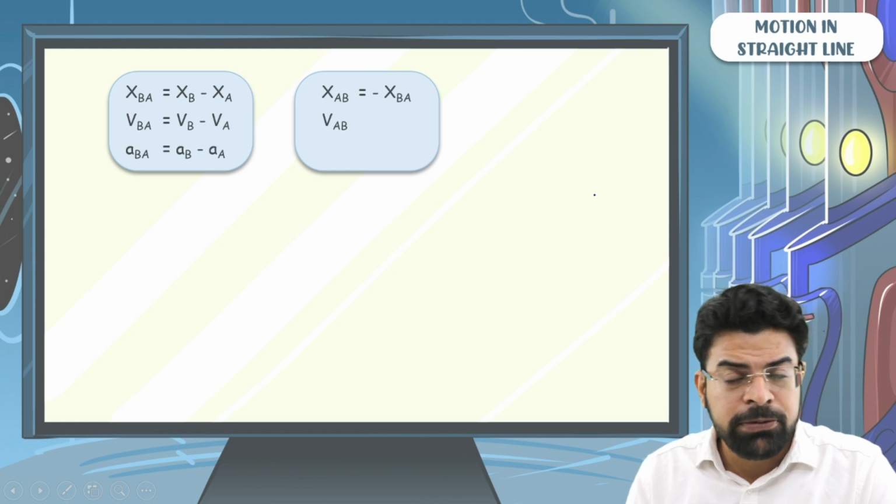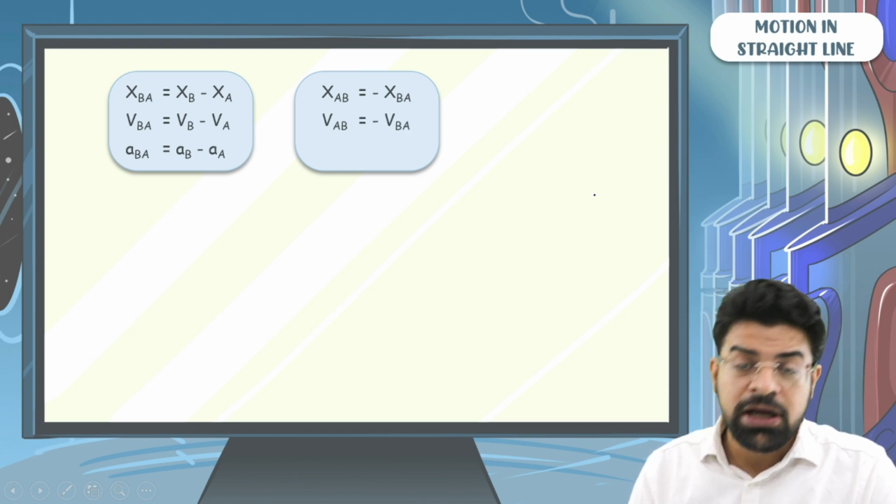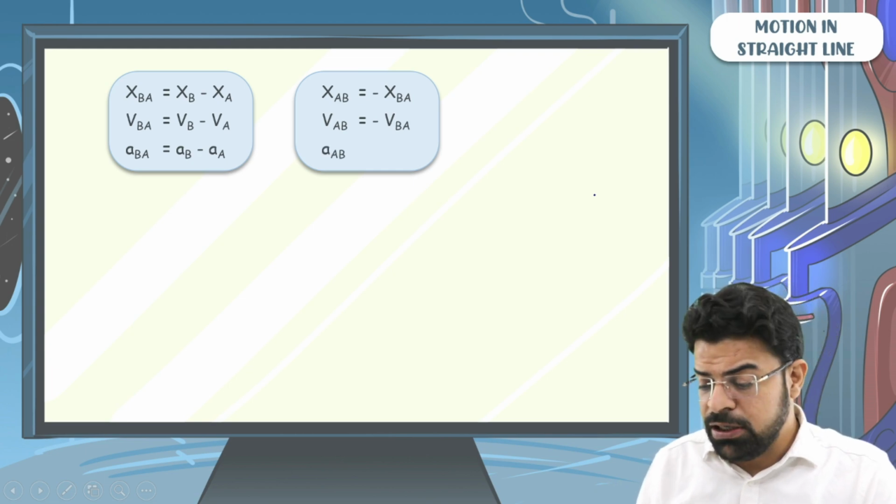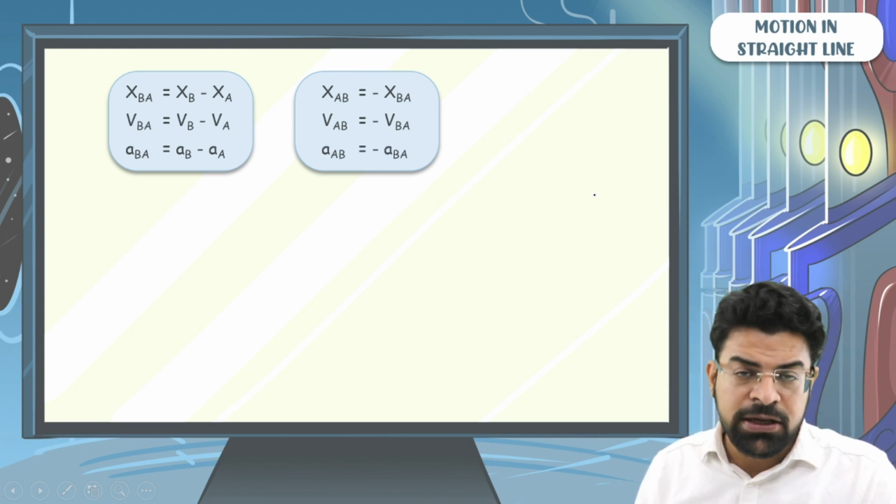Velocity of A with respect to B equals minus times the velocity of B with respect to A. And similarly, differentiating again, we get acceleration of A with respect to B equals minus times the acceleration of B with respect to A.